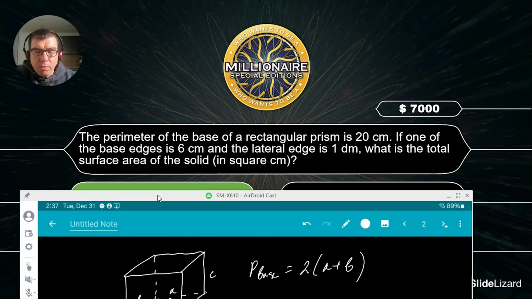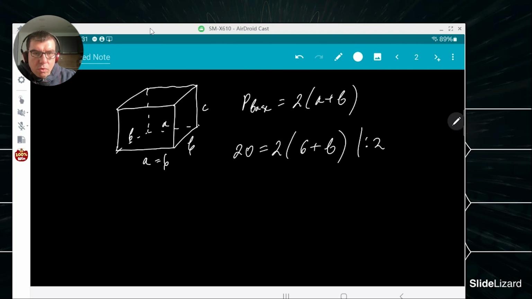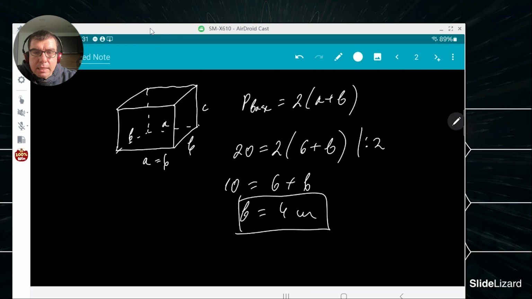On the other hand, one of the base edges is 6, so let's say a is 6, right? So what do we have here? We have a simple equation for b in this case. 20 equals 2 times 6 plus b. Divide by 2 on both sides. 10 equals 6 plus b. b equals 4 centimeters. And this is how we find the width of this prism.